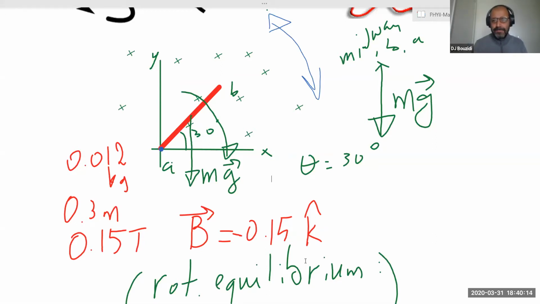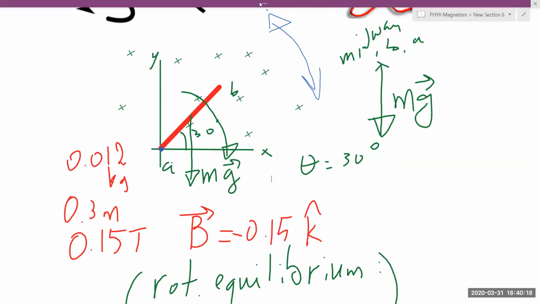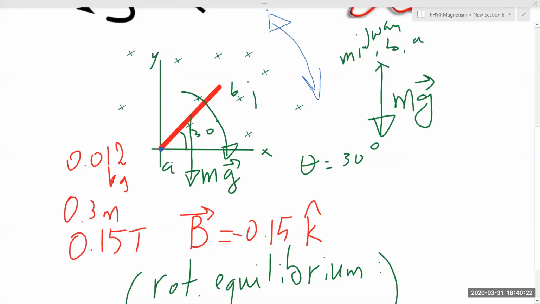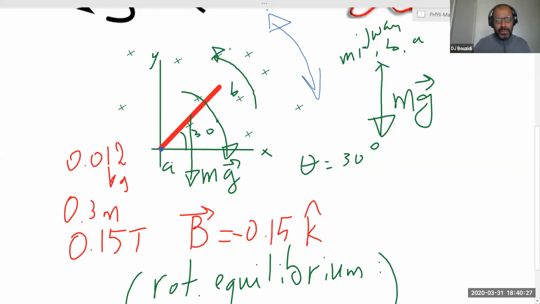Yes? Yeah, so that would make the magnetic field go up. So the torque of the magnetic field needs to be this way, correct? It has to be counterclockwise, otherwise this thing is going to fall. It'll fall, yeah. Okay.